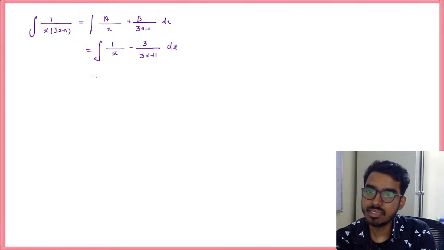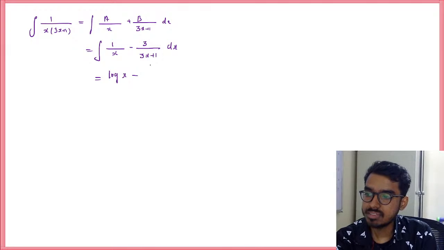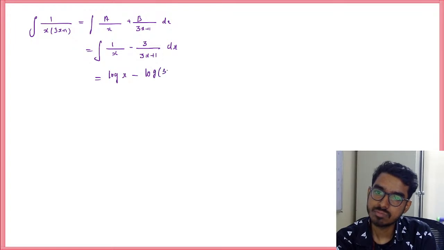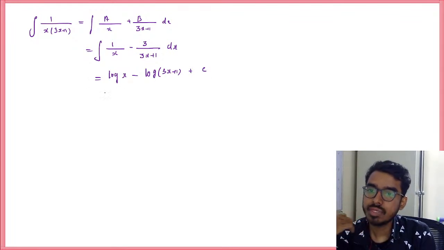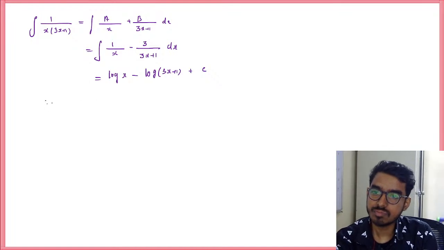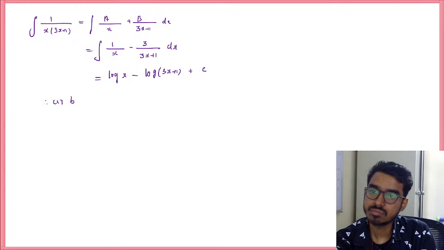So again you can see this is f of x, f dash of x. This is log x, and this is already we have 3, right? This is nothing but log of 3x plus 1, f of x by f dash of x, plus we will add some constant c. Right? So this is the required solution. So we have, let's call this as 1.